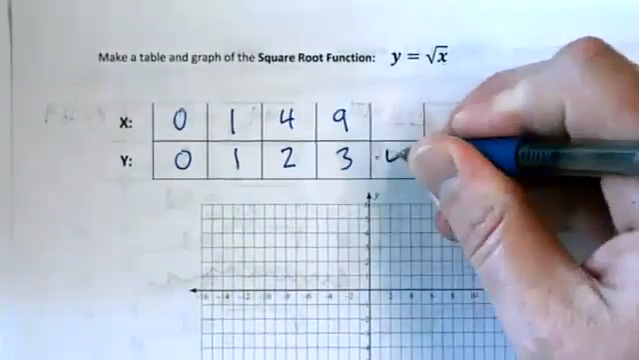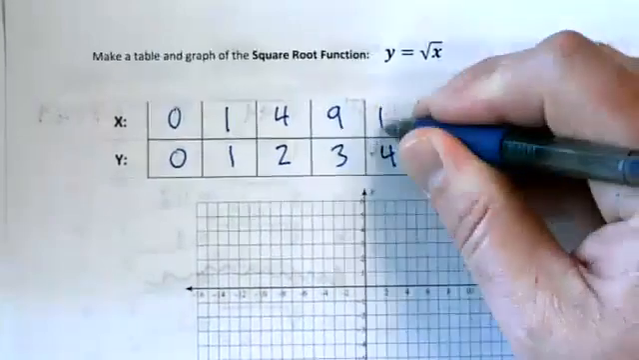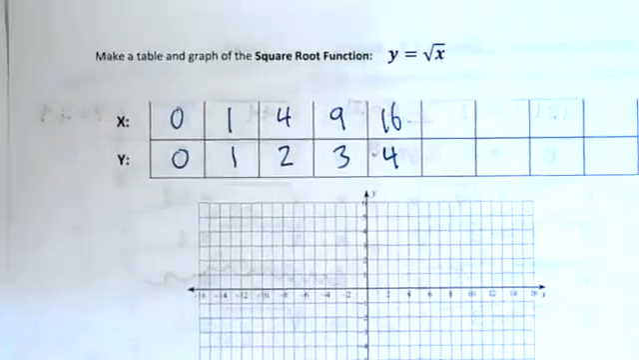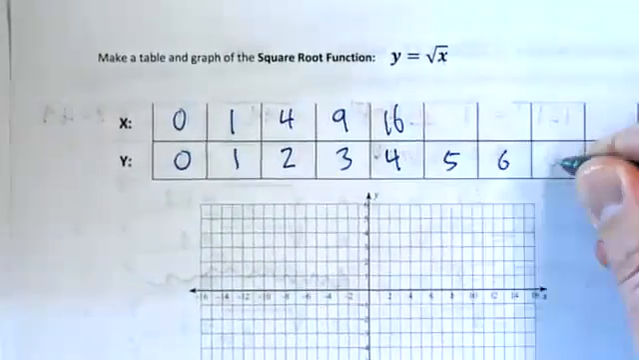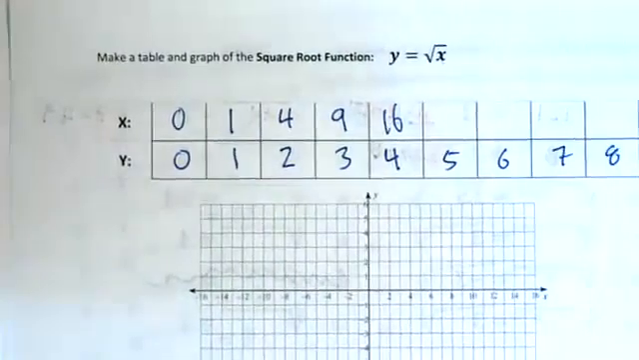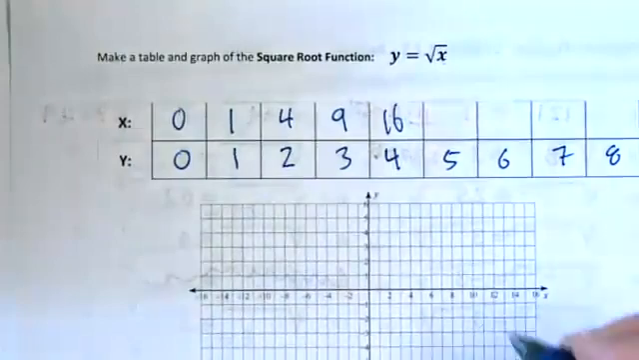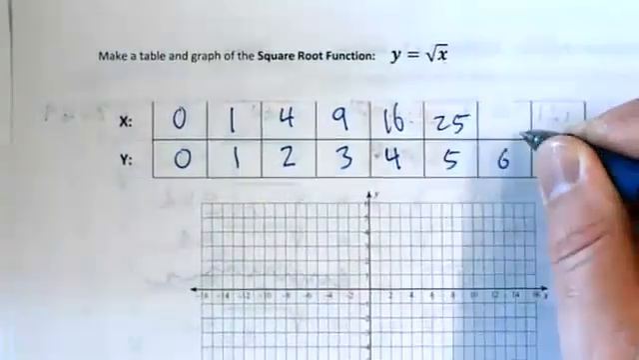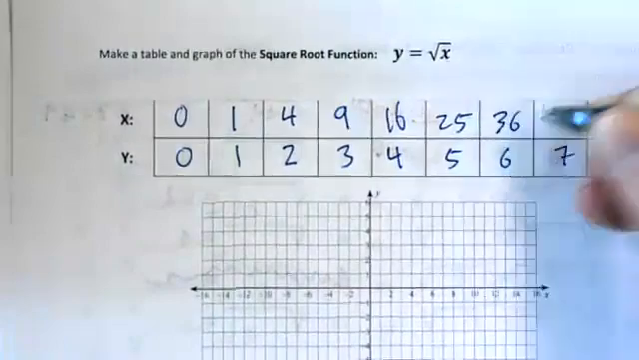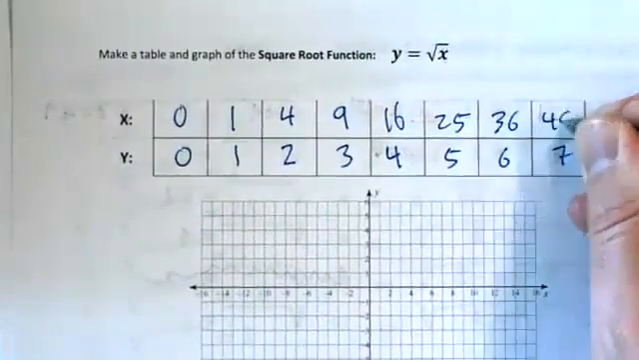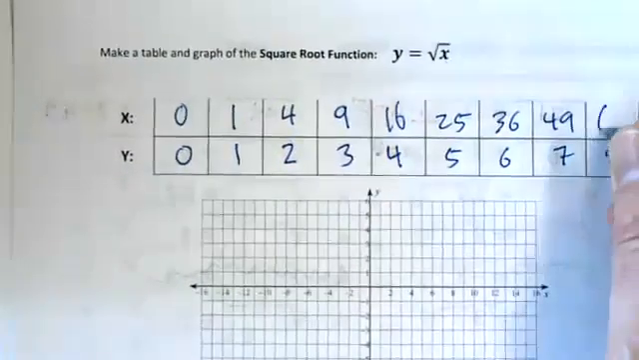What do I take the square root of to get 4? 16. We could kind of just work backwards now, right? Let's fill in our y's. It's going to be 5, 6, 7, 8. What do we take the square root of to get 5? 25. 6 would be 36. 7 times 7 is 49. 8 times 8 is 64.